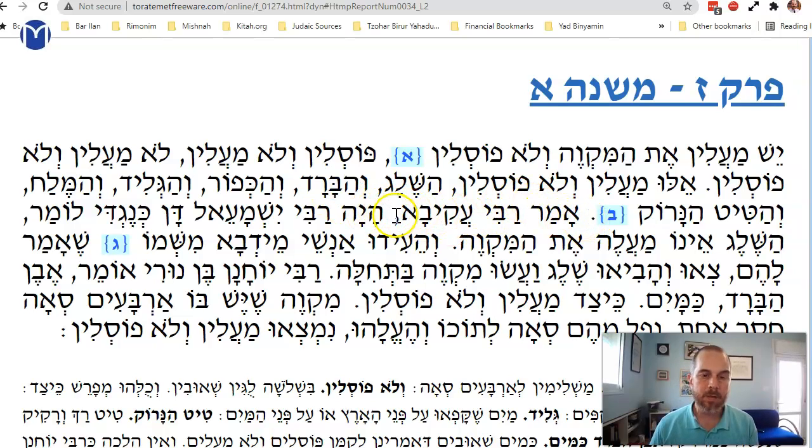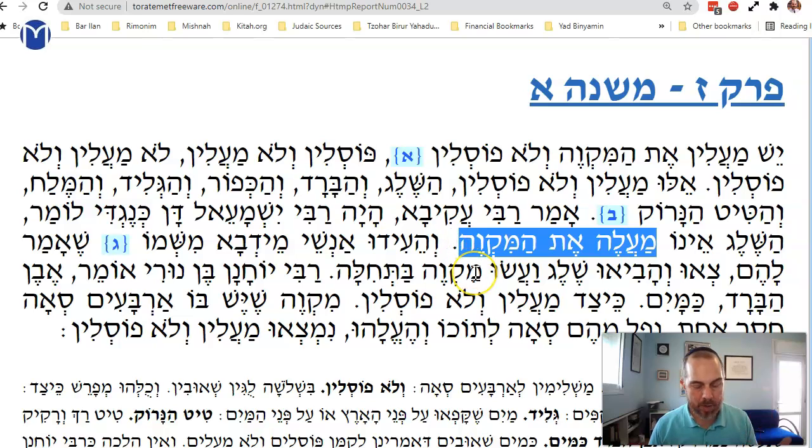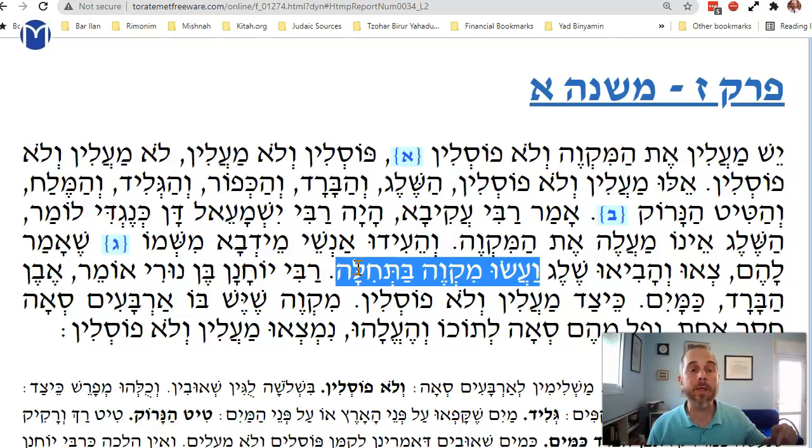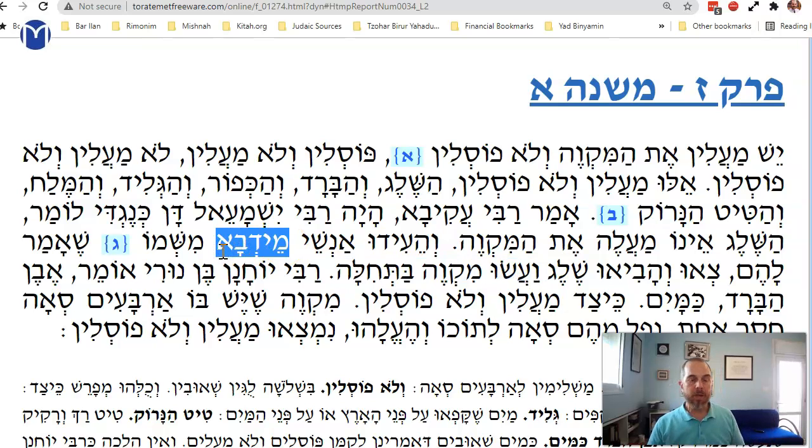Amar Rabbi Akiva, Haya Rabbi Yishmael dan kenegdi lomar. Rabbi Yishmael discussed this issue opposite me, saying, Hasheleg eino ma'alet mikveh. You can't use snow to reach the 40 sa'ah. V'hei'idu anshei Medva mishmo. The people of Medva testified in the name of Rabbi Yishmael, no, she'amar lahem, he told them, go bring snow. That's your mikveh starter. Meaning, the people of Medva came and said, you can use snow to start your mikveh.